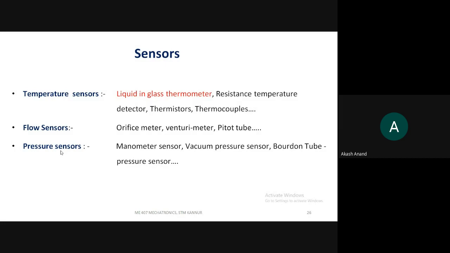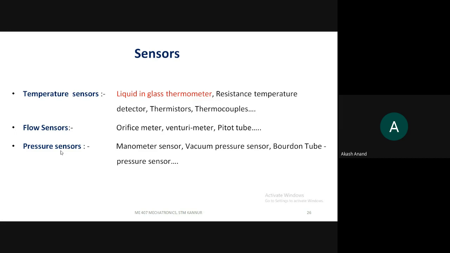Okay. So again, these are the important points you must know when coming to sensors as a part of your mechanical engineering syllabus. So the first one is temperature sensors. The examples are the liquid in glass thermometer, the resistance temperature detector, that is RTD, thermistors, and thermocouples. These are the important examples of temperature sensors. The next one is flow sensors. Flow sensors are the orifice meter, venturi meter, pitot tube, etc. And lastly, pressure sensors are the manometer, vacuum pressure sensor, and Bourdon tube pressure sensor.